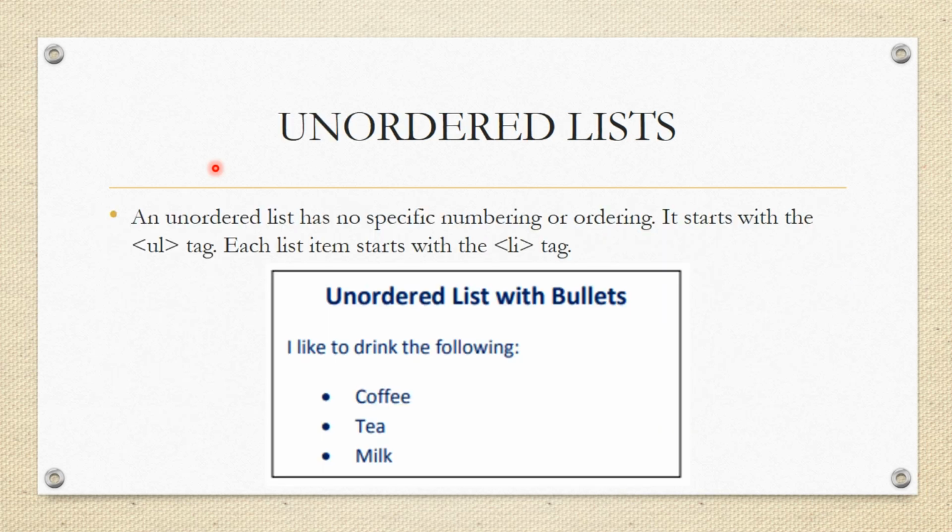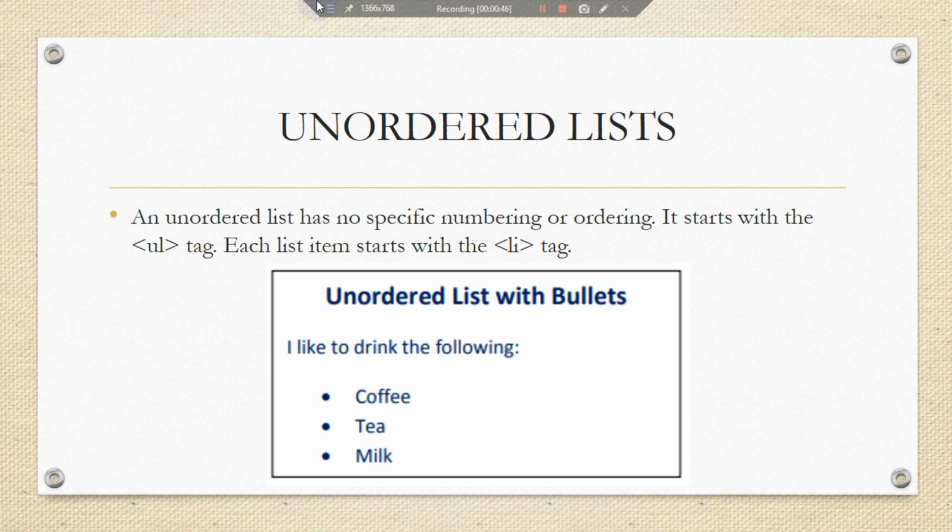So what is an unordered list? Basically an unordered list has no specific number, like it isn't numbered or in Roman numerals or in the form of alphabets. It has just bullets or squares, and it starts with the UL tag.